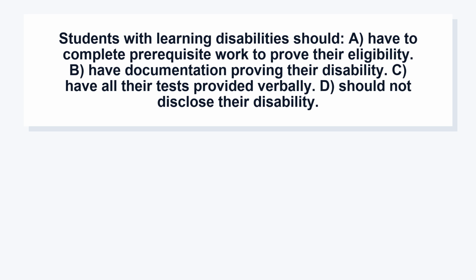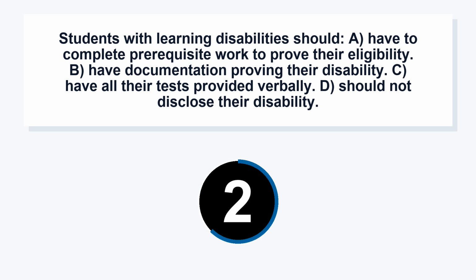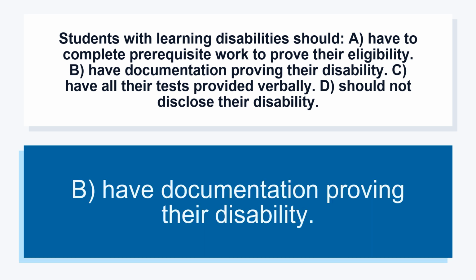Students with learning disabilities should A. Have to complete prerequisite work to prove their eligibility. B. Have documentation proving their disability. C. Have all their tests provided verbally. D. Should not disclose their disability. B. Have documentation proving their disability.